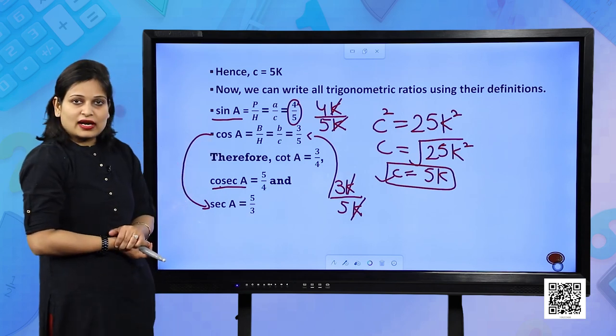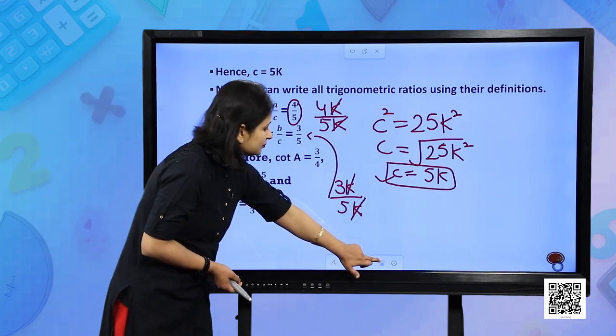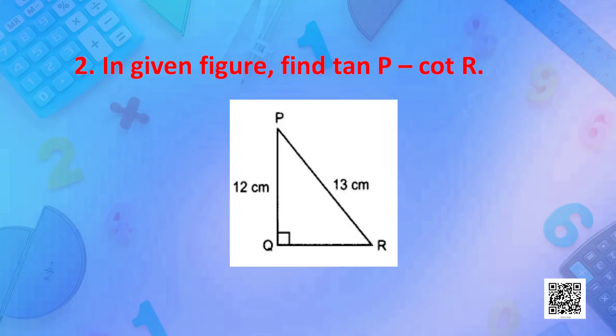Now, let us understand another example in which we are given a right angle triangle PQR and we need to find the value of tan P minus cot R.